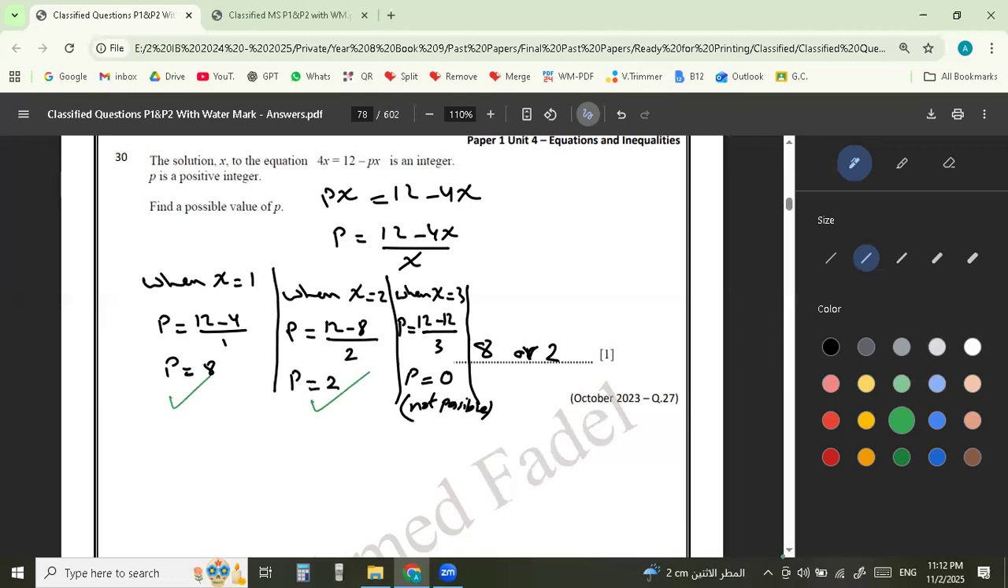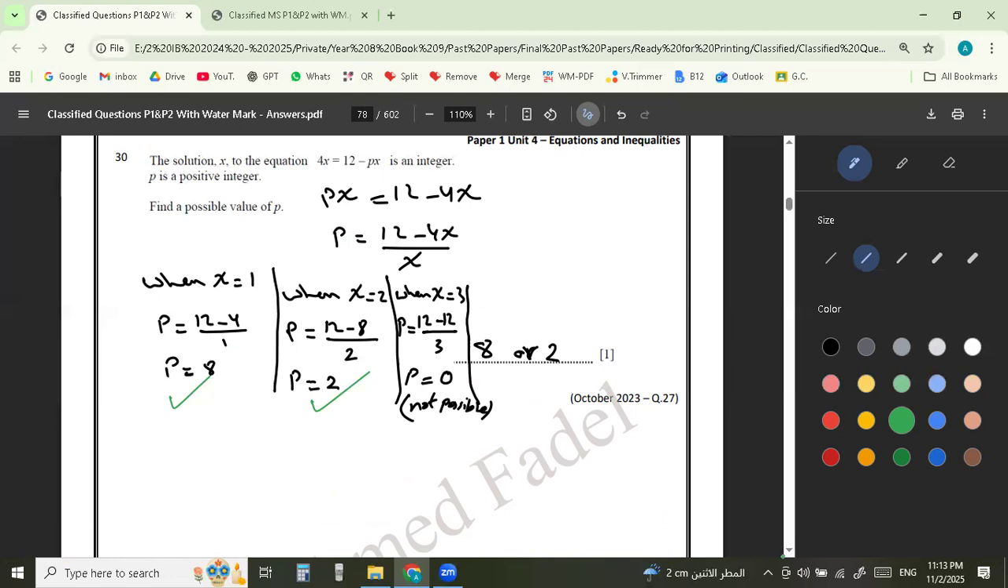If I try 3 or anything that is bigger than 2, will it work? Let's try. If you try 3, 12, negative 4 times 3 is negative 12 over x when x is 3. So 12 minus 12 is 0 over 3. No, that means p is 0. And they said that p is a positive integer. It's not a 0, so that's not possible. If I try greater than 3, if x is 4, for example, you're going to find that p will start becoming a negative number. And it is that p is a positive integer.